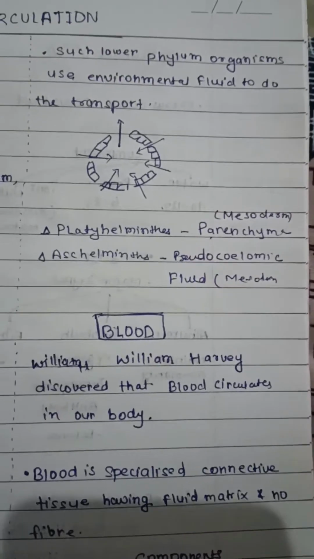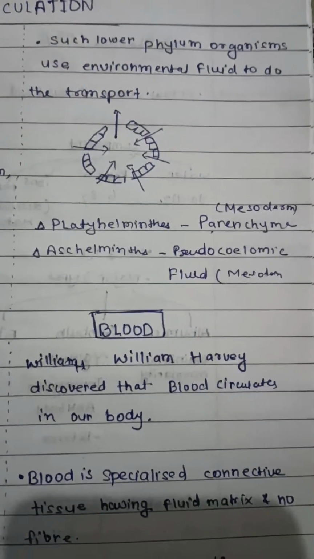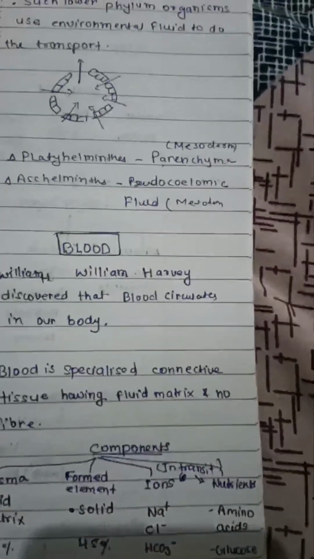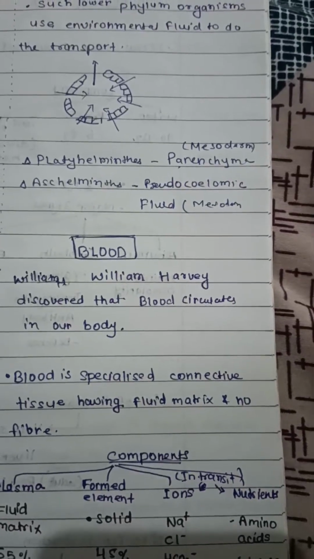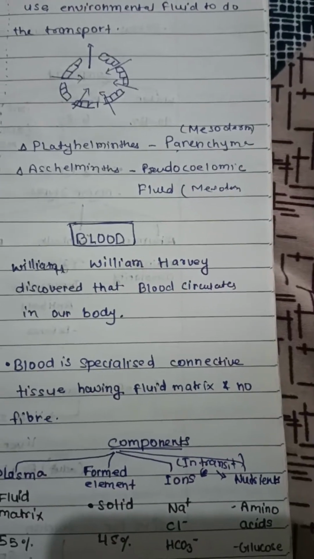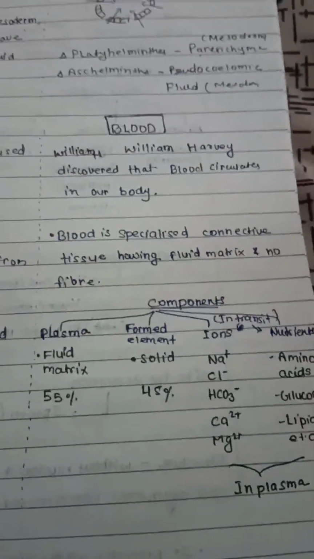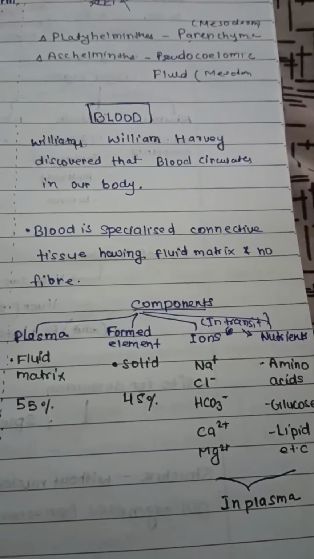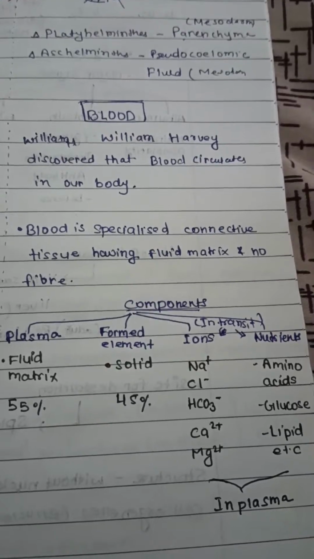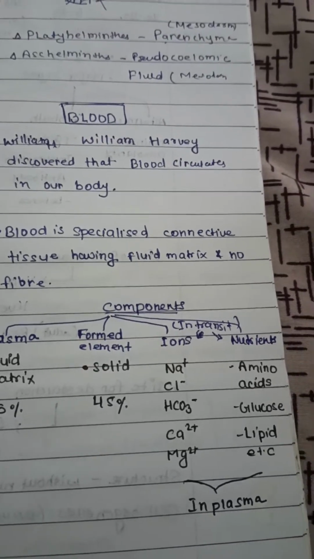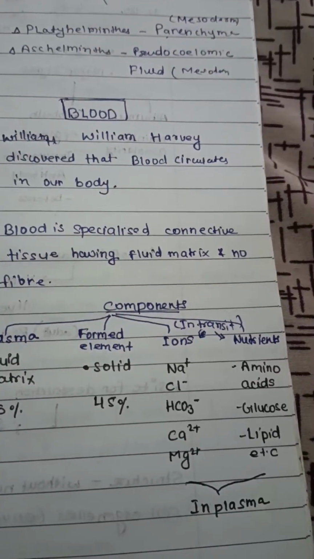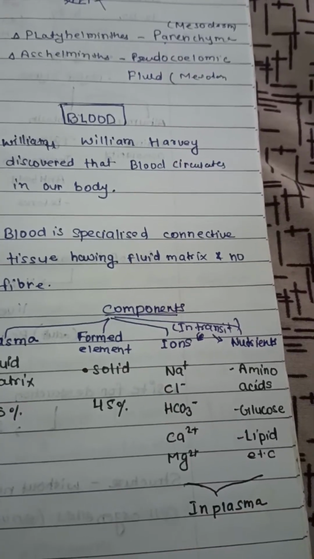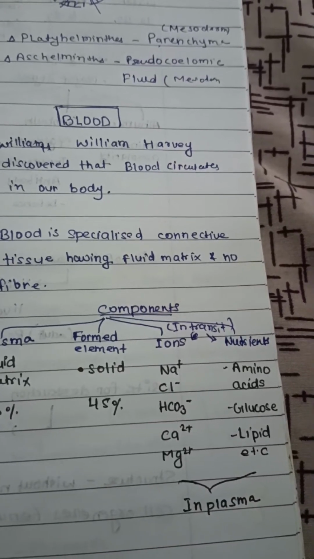Now the blood. William Harvey discovered that blood circulates in our body. Blood is a specialized connective tissue having a fluid matrix, no fiber. Components of blood are plasma, formed elements, ions, and nutrients. Fluid matrix is 55%, solid 45%. Sodium, chlorine, bicarbonate, calcium and magnesium are present in plasma. In nutrients, amino acids, glucose, lipids, etc. are in plasma.